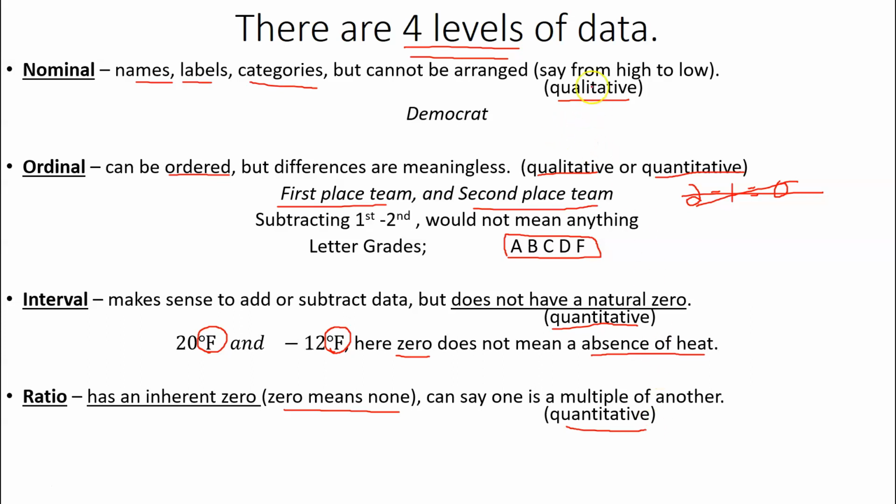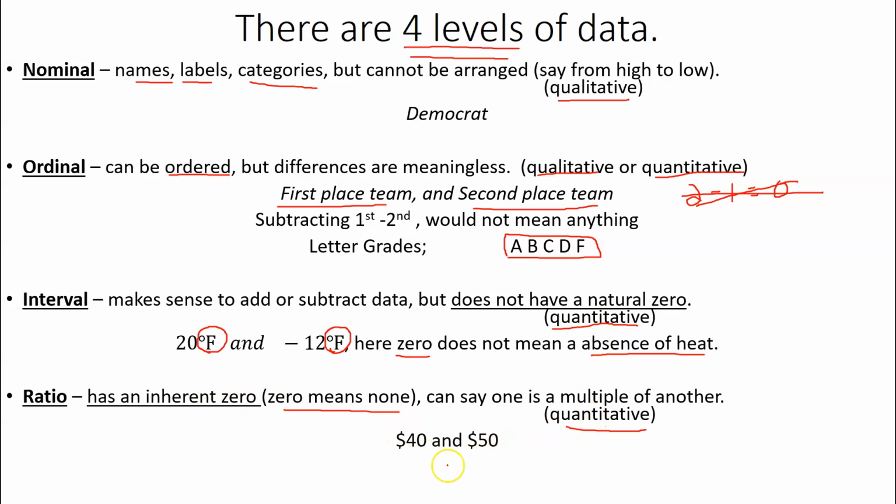So this is a little confusing because we have quantitative and qualitative, and then within that, we also have these, which could be up to here, either one. Well, I shouldn't say it. The first one can only be qualitative. The second one is either. The third one is quantitative, and the fourth one is quantitative.